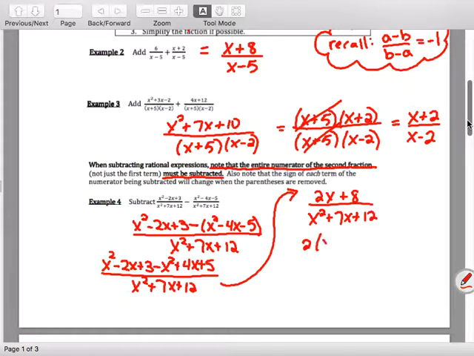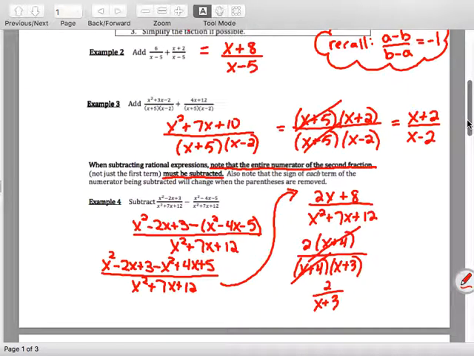All right, so I have a GCF up in the top, x plus 4, 2 times x plus 4. That's x plus 4 times x plus 3. X plus 4 cancels, and I get 2 over x plus 3.